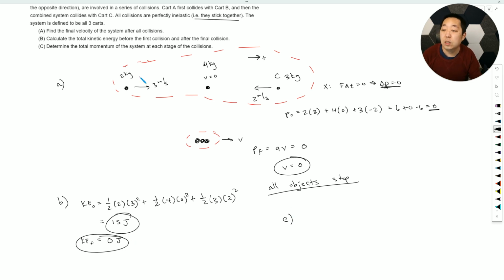Determine the total momentum of the system at each stage of the collision. It's actually kind of a trick question. The momentum of the system is not changing. So therefore, it's going to be 0.